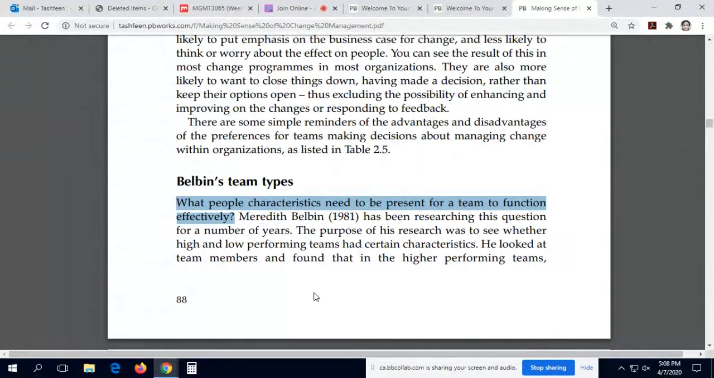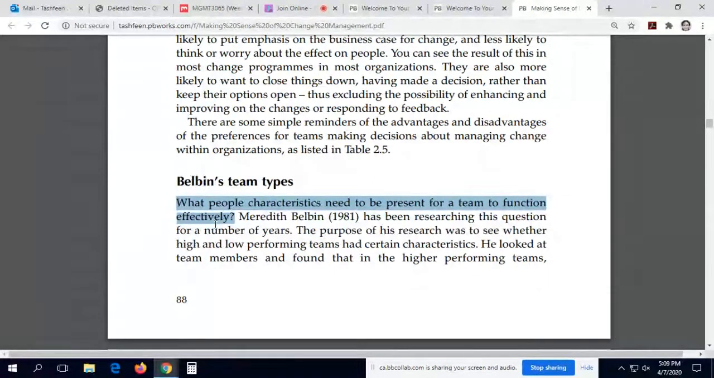Please reflect on this question based on the discussion we had a while ago, in the last 2 hours or something like that. Think about this: what people characteristics need to be present for a team to function effectively? There are some in the book. I gave you my 2 cents on this, how I think, like passion, interest, those are the characteristics. So I told you mine.